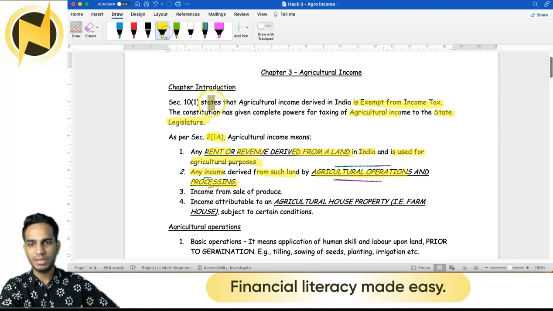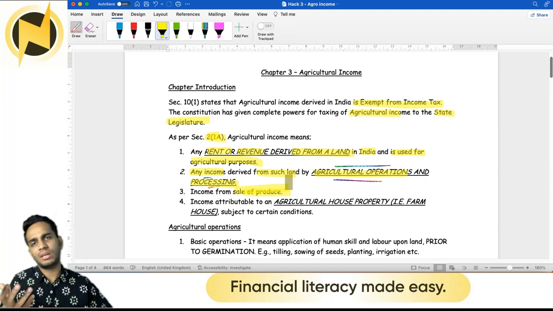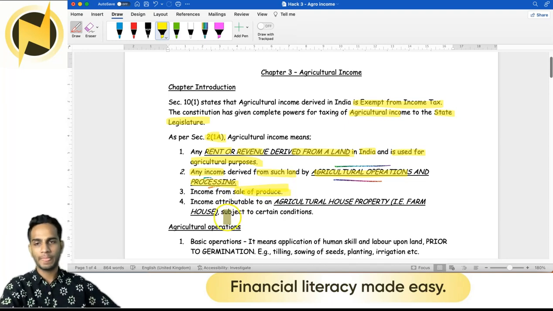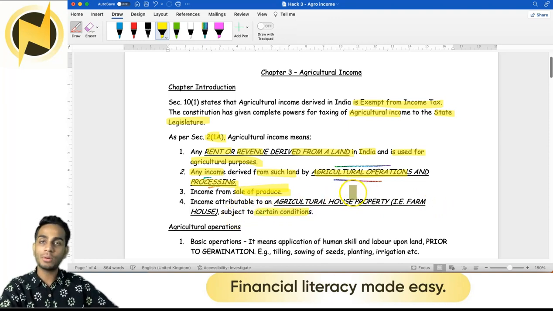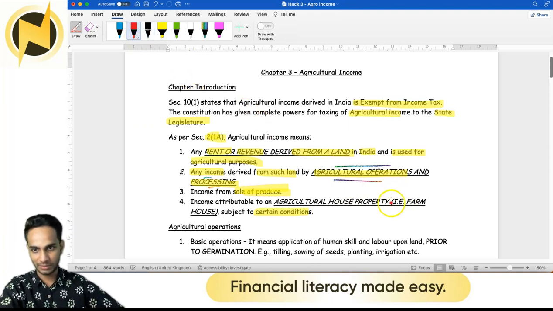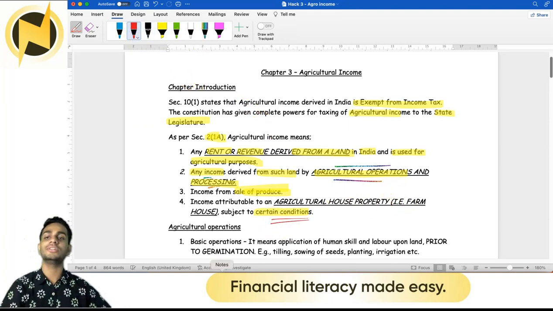Next, income from sale of produce. So whatever I'm harvesting and selling, that's agricultural income. No problem. Next, income attributable to an agricultural house property, that is a farmhouse, subject to certain conditions. Say I have a farmhouse. If I'm getting any kind of income from that farmhouse that is associated with my agricultural land, that is also exempt, but there are certain conditions. That also we'll be seeing in detail.